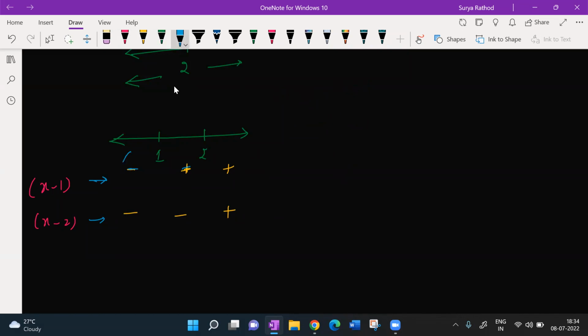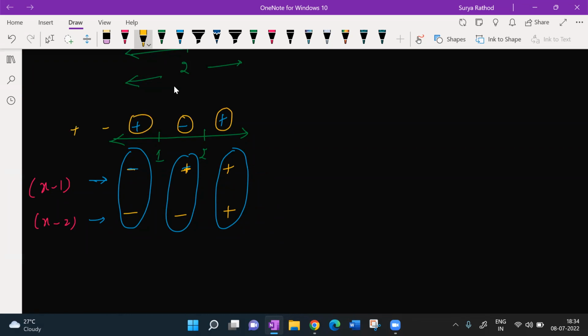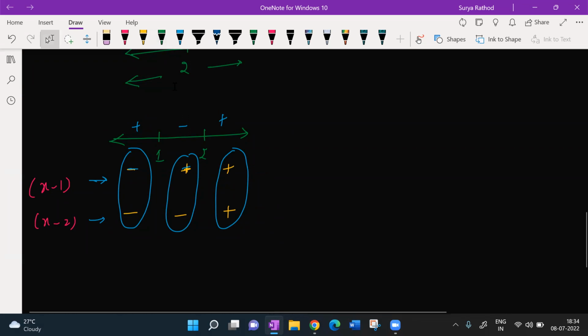So now combinedly, minus into minus is what? Plus. Plus into minus is minus. This is a shortcut, beta, a very important method for JEE Mains. Listen to me. Minus into plus is minus. Plus into plus is plus. If you observe the pattern, beta, if I have something like x minus 1 into x minus 2 into x minus 3, with n number of terms, then you'll get alternate signs: plus, minus, plus, minus, plus, minus. You have to take the signs from right to left.